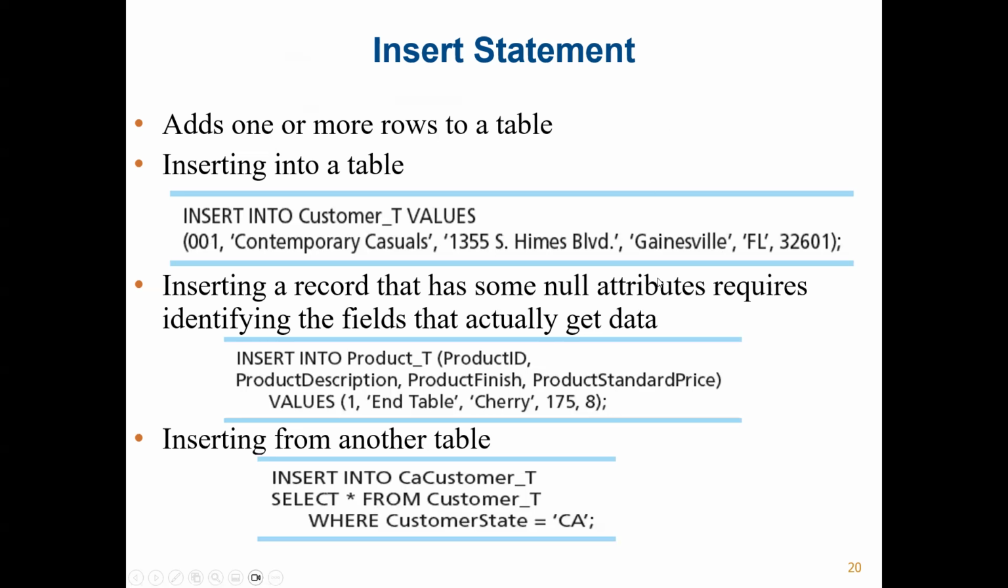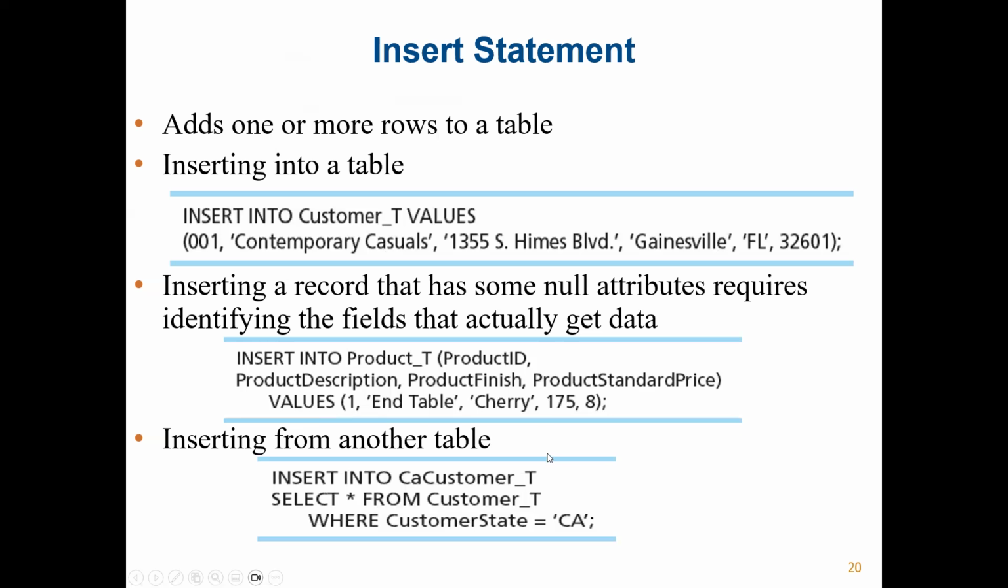But now if you are going to leave some fields without the data, that's the command: insert into product T. We specify the columns. We have product ID, product description, product finish, product standard price. Then we have the values now. So these values here go to only the fields that we specified. So here you can see it's less: 1, 2, 3, 4. Yes, 1, 2, 3, 4, 5, 6. So we skip 2 fields.